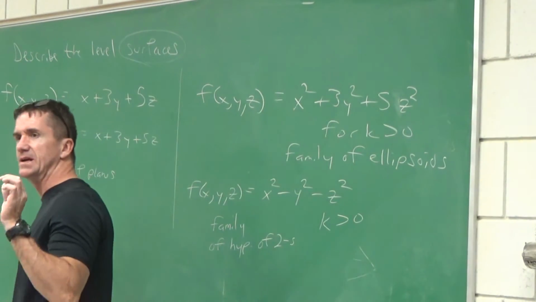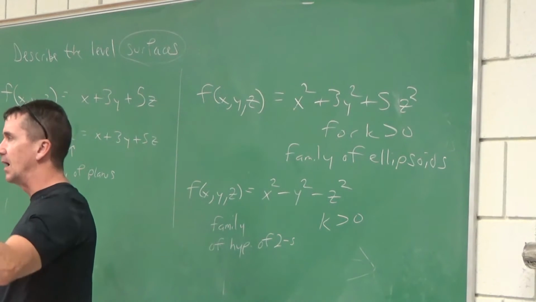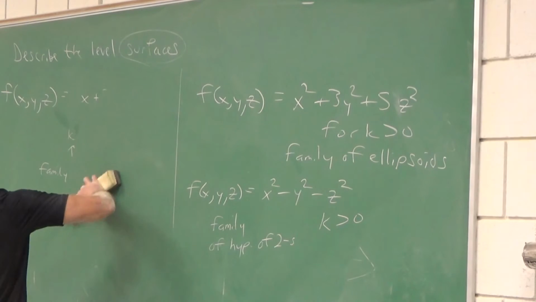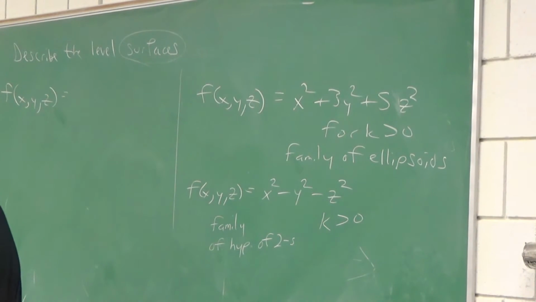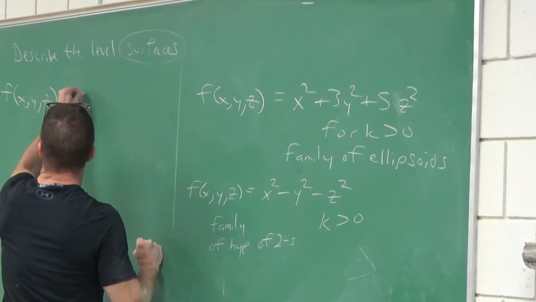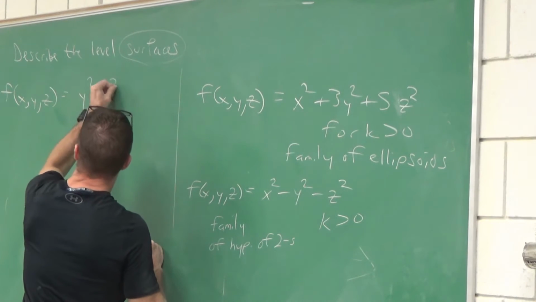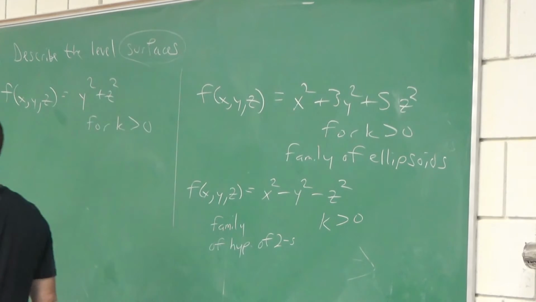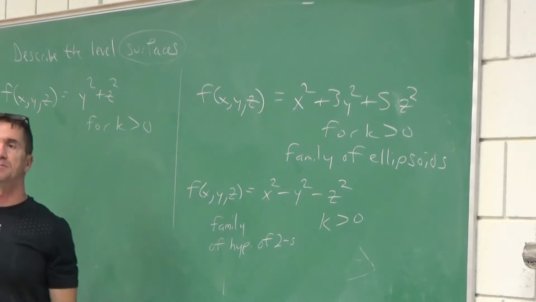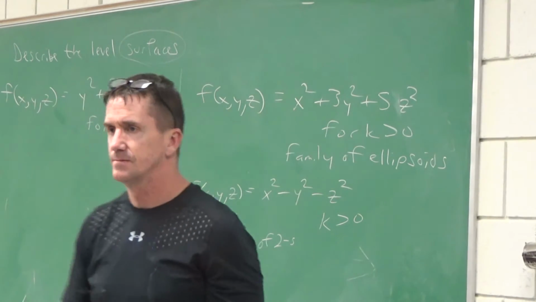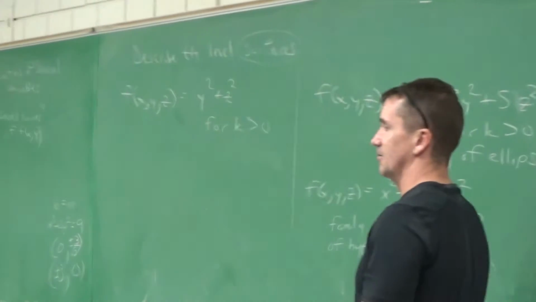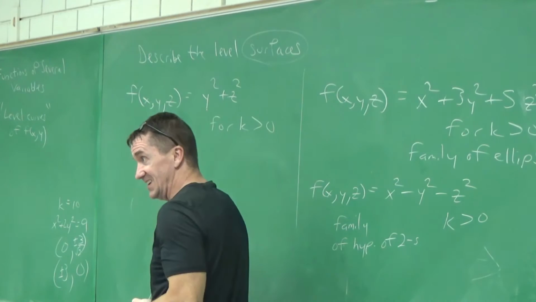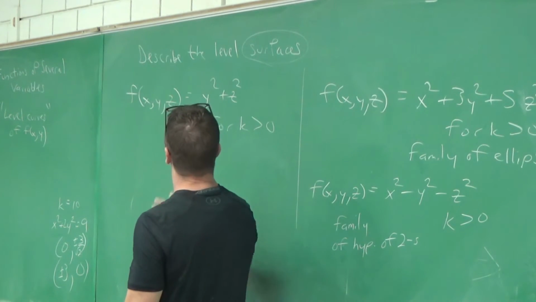This is the one I need you to be careful on the problem set or on a test. You can get people. Function of x, y, and z, y squared plus z squared for k greater than 0. Oh, it happens all the time. Like on a multiple choice, and people choose circles. First of all, a surface is not a what? So a circle is not a surface, right? So what are these?